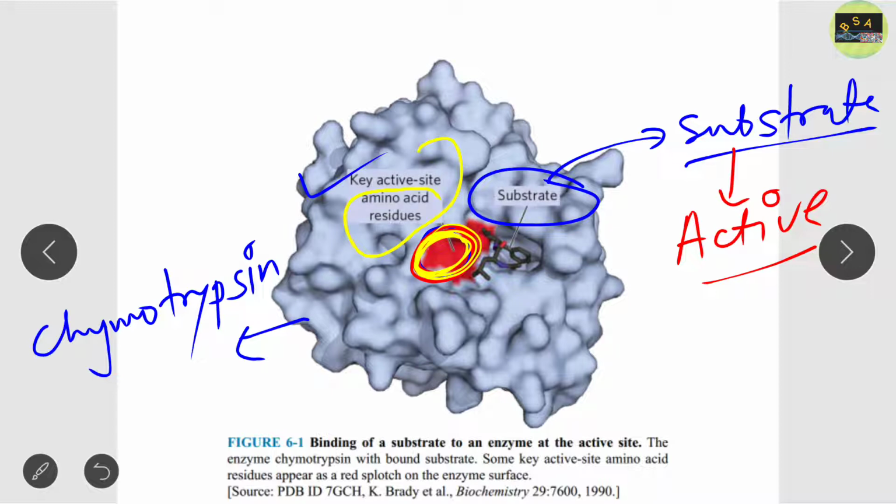A substrate is made up of a different arrangement of atoms. The active site is also made up of a different arrangement of atoms, and this arrangement of atoms makes the active site specific for a specific substrate. So if the question arises why the active site of an enzyme is substrate specific, the answer will be that the specificity of the active site is due to the arrangement of atoms. Due to the arrangement of atoms.